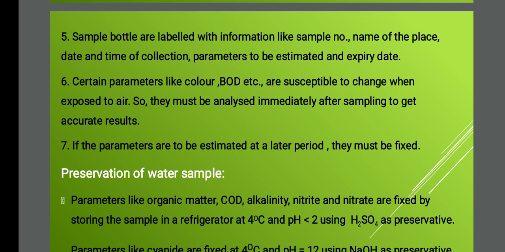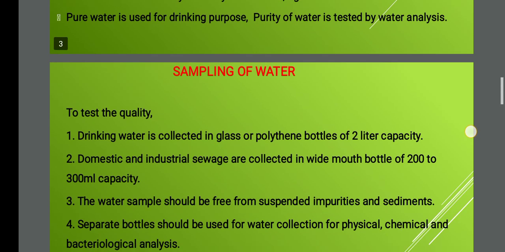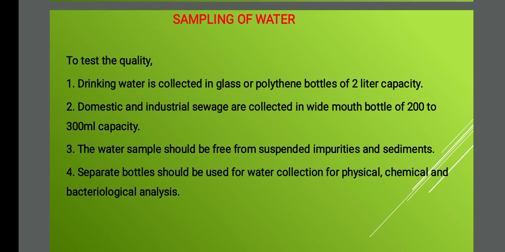Is it okay? So I'll repeat this process once again. Sampling of water. Remember in mind, if you are going to analyze a drinking water sample, you collect the drinking water in a 2 liter capacity polythene bottle or glass bottle. You collect it and keep it, then you have to analyze.